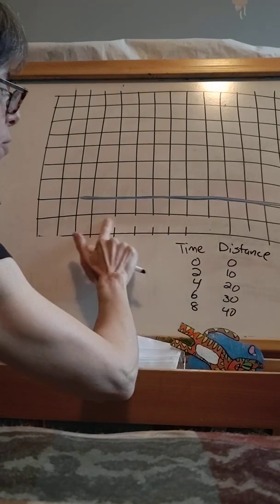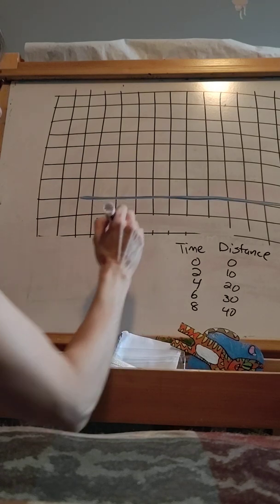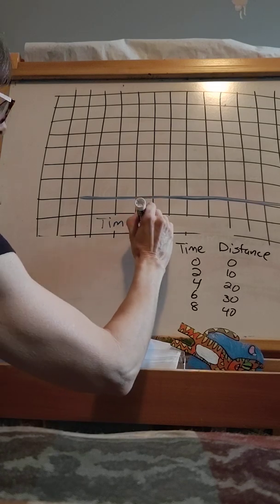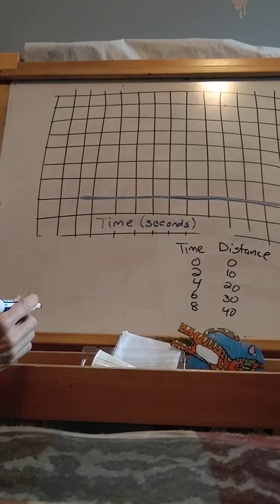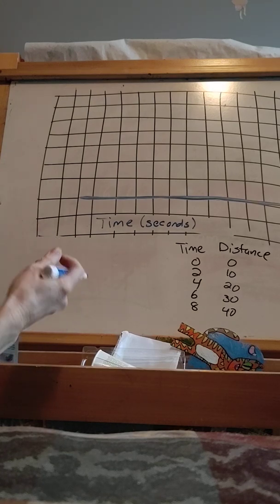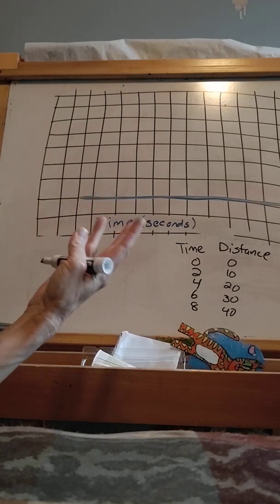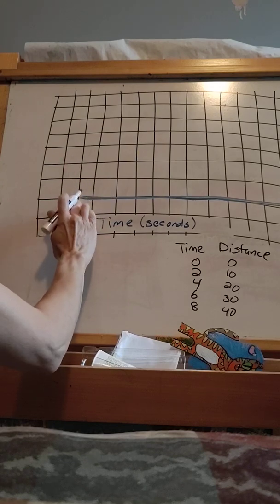So I'm going to label my x-axis time, and I'm also going to tell the units that I'm measuring time in. In physics class, this is either going to be seconds or hours. In this particular case, I'm going to number my lines by 2. It may be different in a different graph, but for me, this is what I'm going to do.